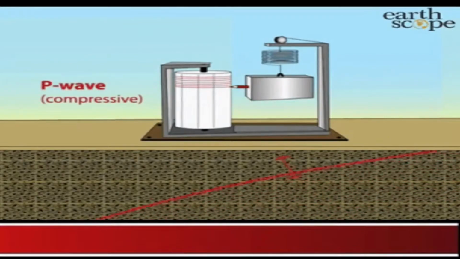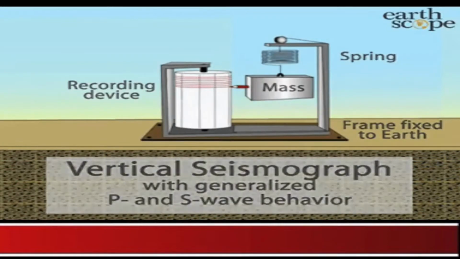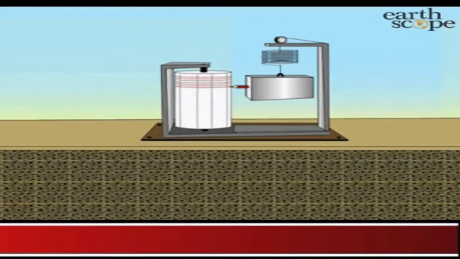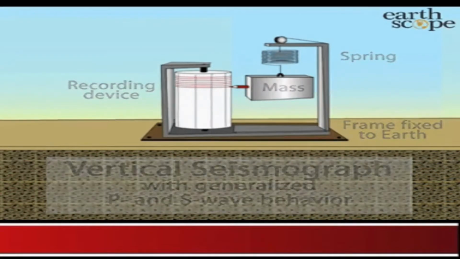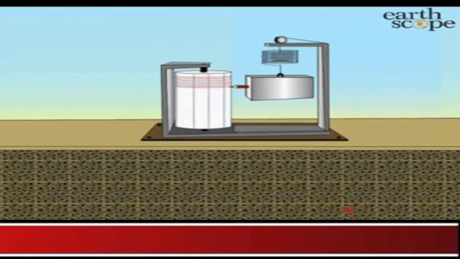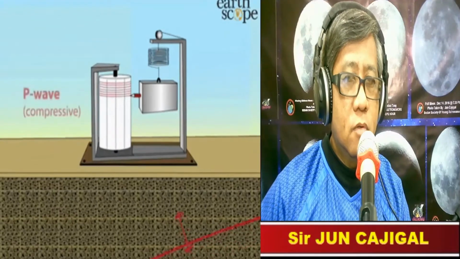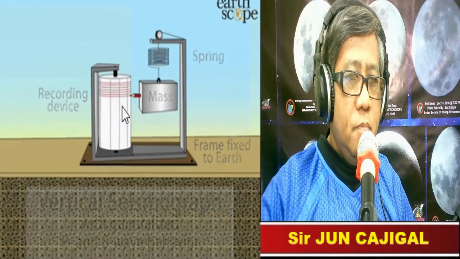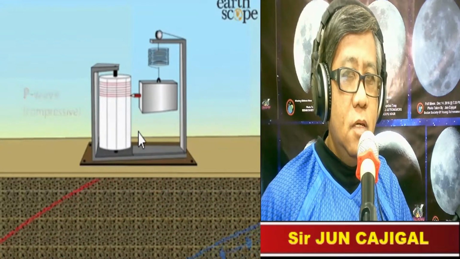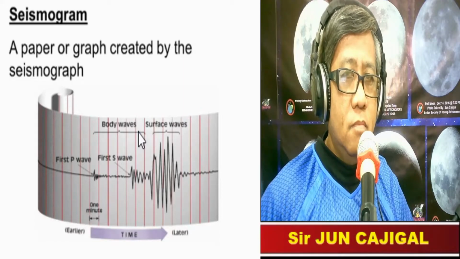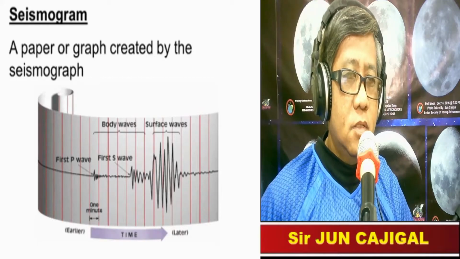There is a pen attached to that weight. So, as the ground moves, the weight moves, and the pen also moves. The motion of the pen is then recorded on that revolving drum with a piece of paper. That piece of paper on the revolving drum of the seismograph is known as a seismogram. The seismogram is that paper or graph on the revolving drum created by the seismograph.